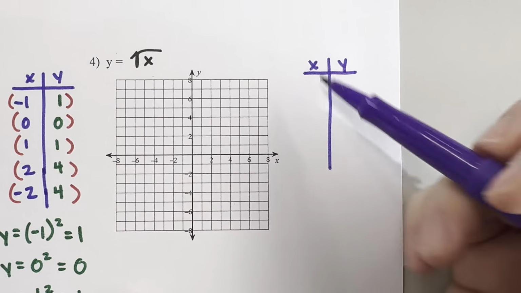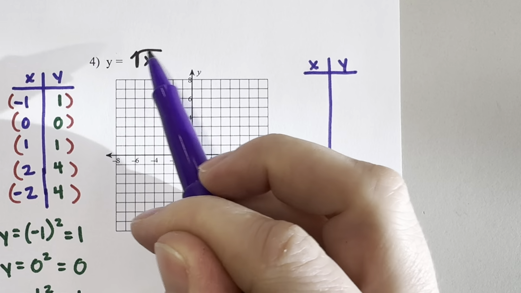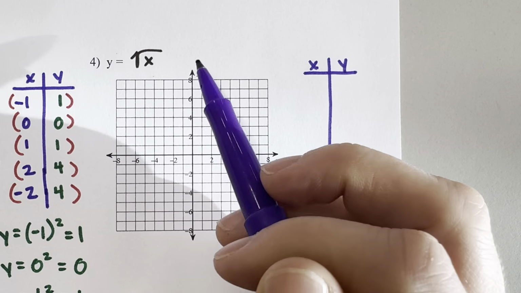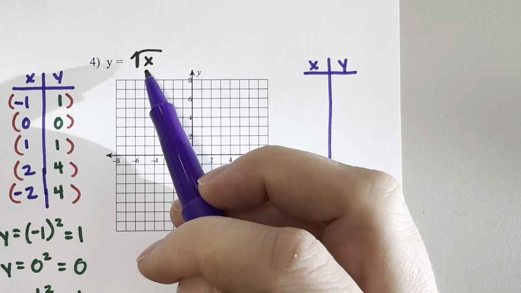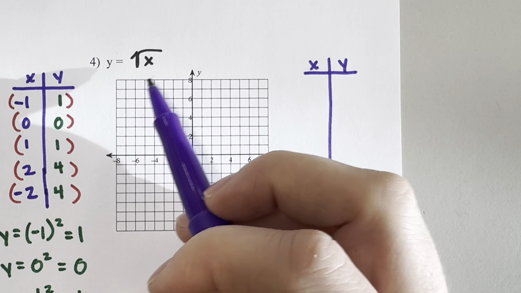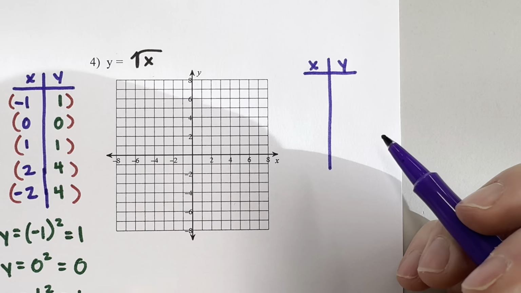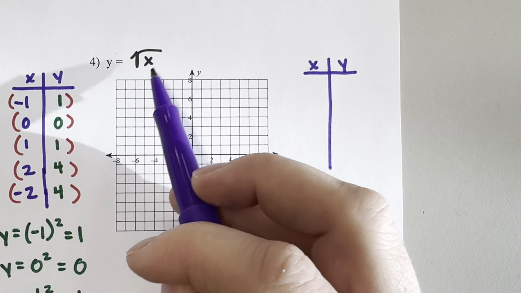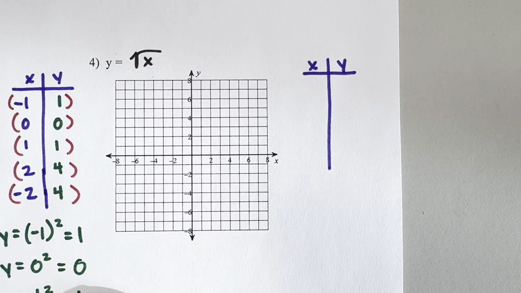Going to choose things to plug in for x, see what we get for y. Okay, so the trick here is that I want to choose numbers that can be square rooted. Okay, and what I mean by that, if we were to choose some random number like 7 to plug in, what is the square root of 7? Well, that's going to be some horrible, hideous decimal, right?